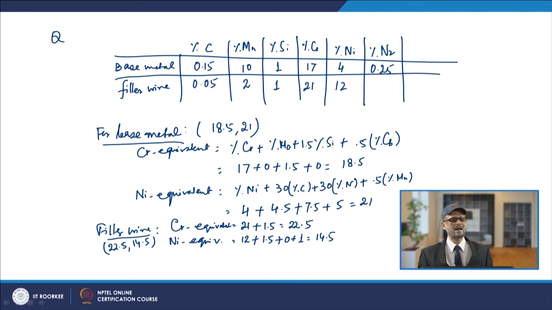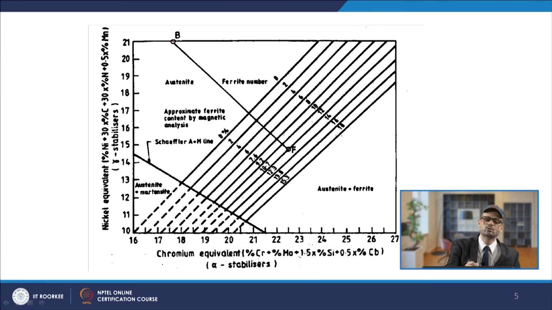Now, you have to put these 2 points on the Delong diagram. So you have 2 points, that is 18.5 and 21, and the next is 22.5 and 14.5. 18.5 and 21 goes to this point, and the next point, 22.5, will be here, and then further you go to 14.5. So it is coming to this point.